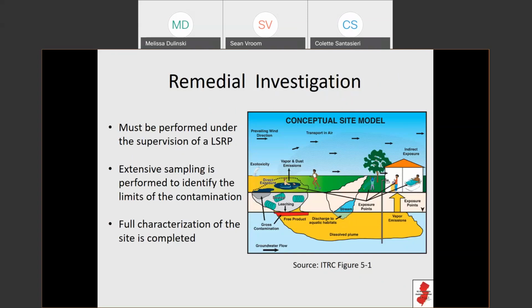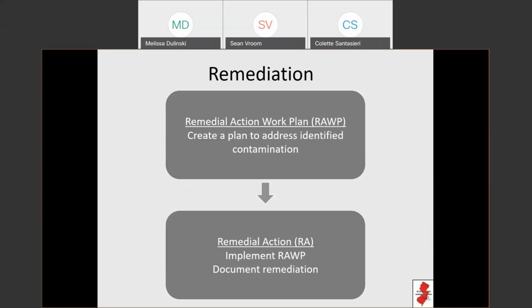Next slide, please. Based on the results of the remedial investigation, a remedial action work plan will be prepared, and that will detail how the contamination will be addressed. Then once you've got that plan in place, the remedial action can occur. The remedial action selected will greatly depend on the type of contamination, the extent of the contamination, as well as what Colette was talking about, the proposed reuse of the property. Knowing that ultimate reuse of the property is a really important factor to the cleanup plan and what you decide to do. Next slide, please.